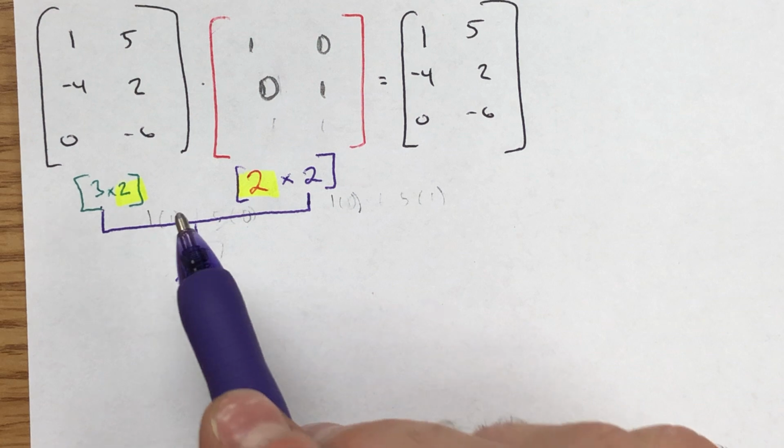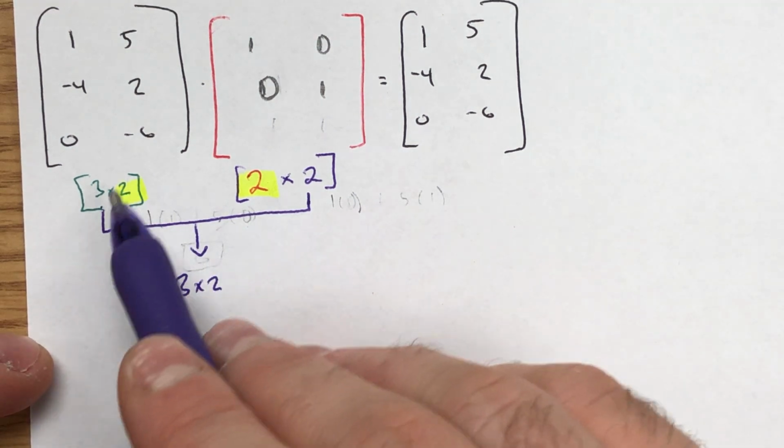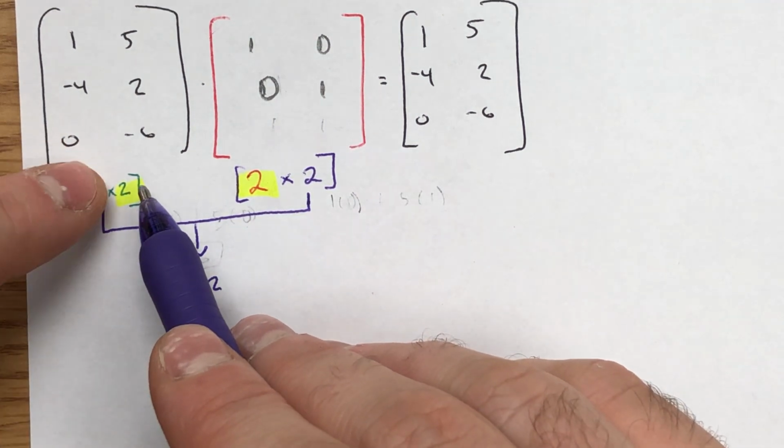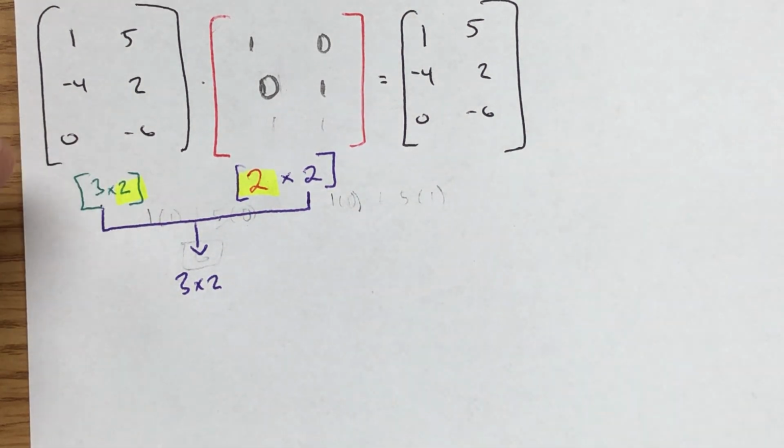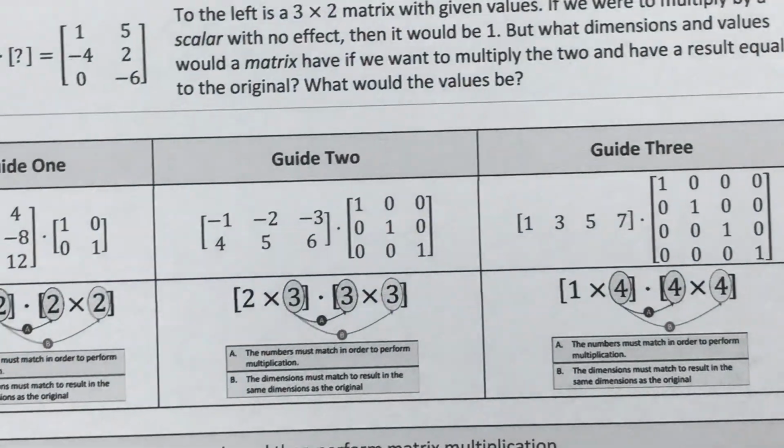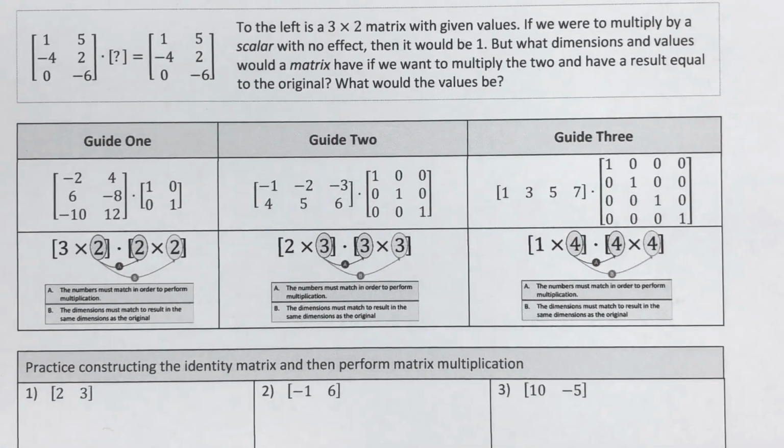So no matter what's going on, I'm going to take that second number in the matrix, the number of columns I have, and duplicate it twice, and that will be my identity matrix. We've got 3 different guides about examples of how to do that.